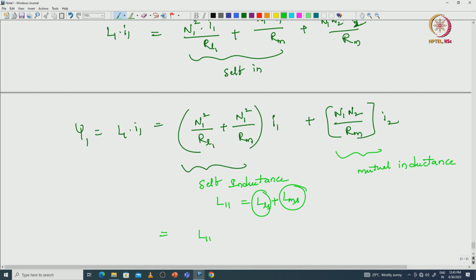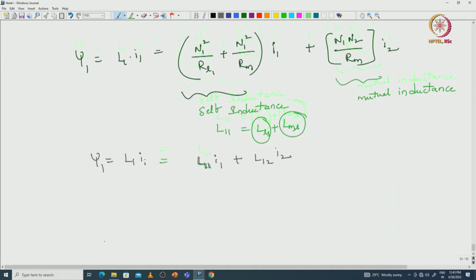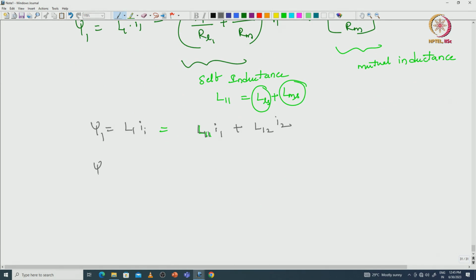We can write it L11 into I1 plus L12 into I2. This is L1 into I1, the flux linkage with respect to coil 1. Similarly, flux linkage with respect to coil 2, L2 I2, is equal to L22 into I2 plus L21 into I1. These are the inductance equations with respect to the flux linkages.